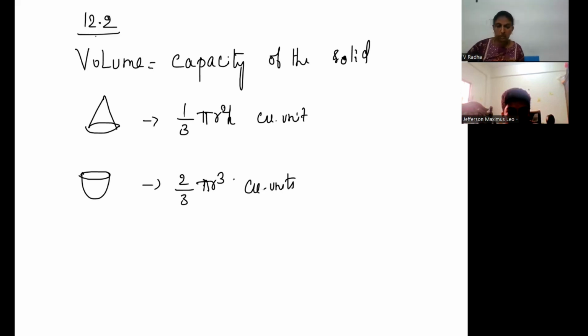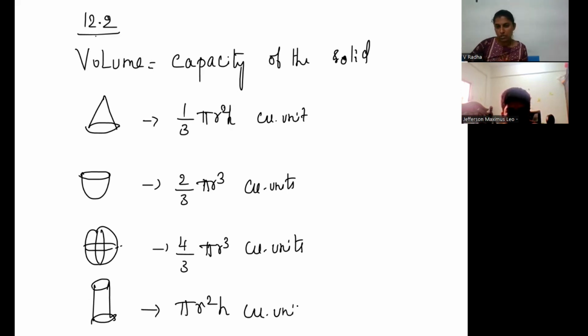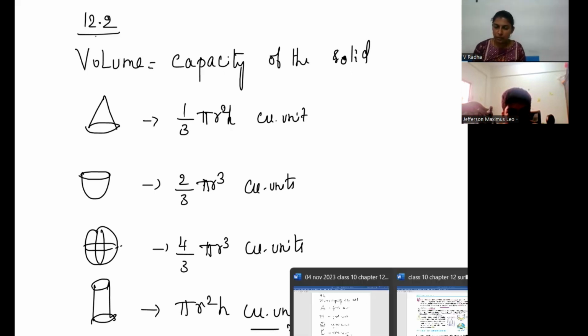Yes, correct. The hemisphere is 2/3, so what is the full sphere? The full sphere has 4/3 pi r cube cubic units. And one more solid is a cylinder. What is the volume of a cylinder? It's pi r square h, cubic units. These are all the volume formulas. Memorize them. Now we move to the exercise directly.